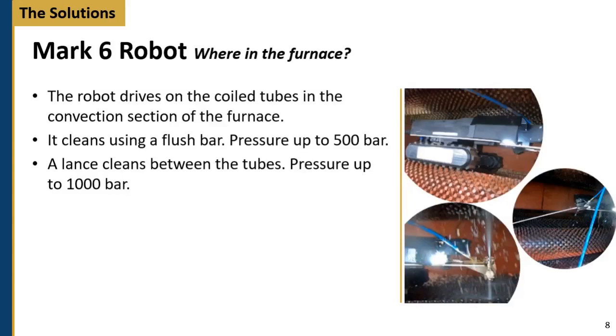So where in the furnace? Well, the robot drives inside the convection section of a furnace, directly on top of the coiled tubes. I'm sure most of you are aware. It cleans using a flush bar, usually configured to have three jets pointing down onto the tubes and two in the opposite direction to stabilize the robot as it drives, really. Pressure on the flush bar is up to 500 bar.